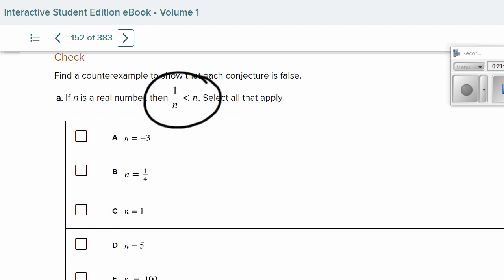For A, if n is -3, then it would be this. So true or false, is -1/3 less than -3? And that's false. Okay. -1/3 is actually greater than -3 because it's closer to 0.